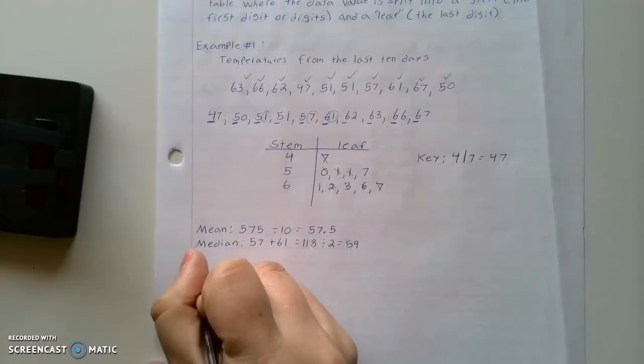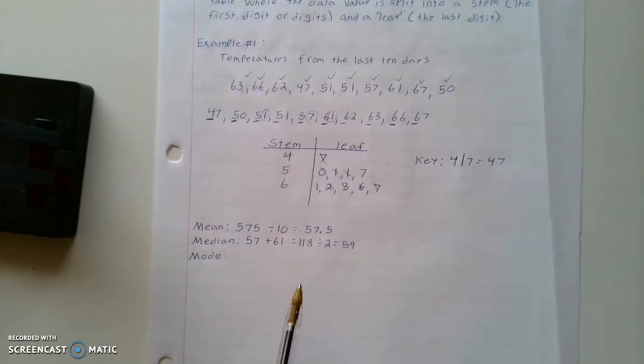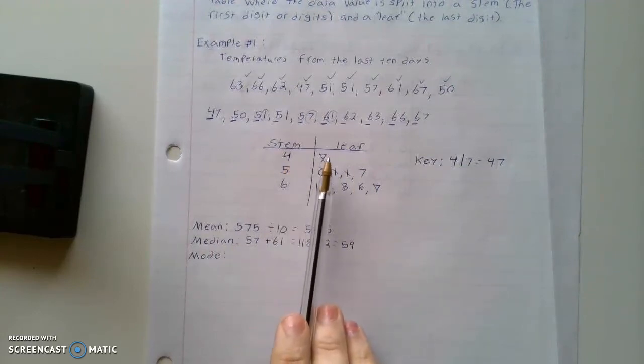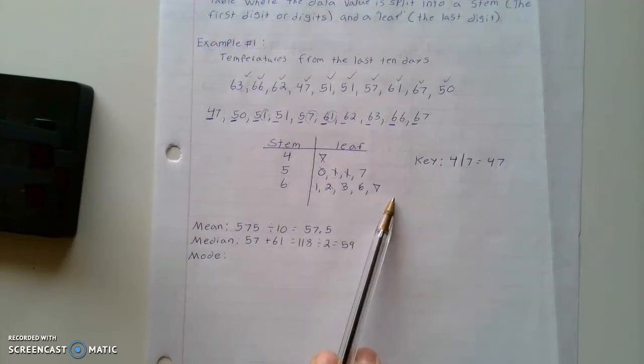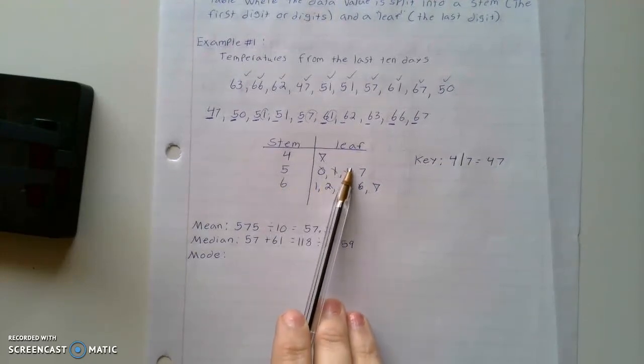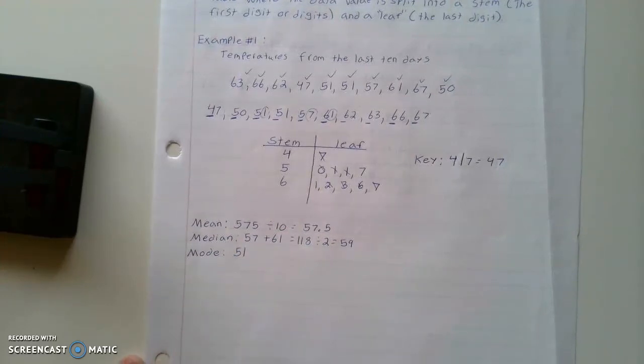Alright, my mode. This is the number I see the most. Now be careful, because it's not 7. I have 47, 57, and 67. That's not the same number, even though I have 3 7s under that leaf. Okay, so my mode here, I have 2 1s after that 5, so my mode is actually 51.